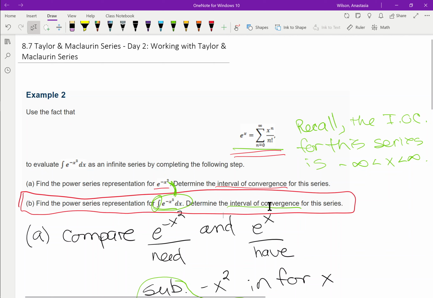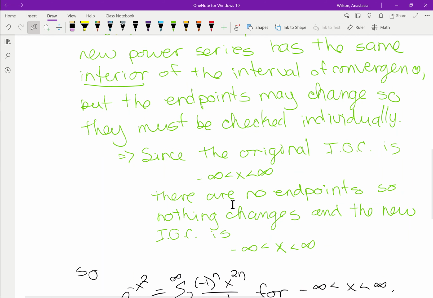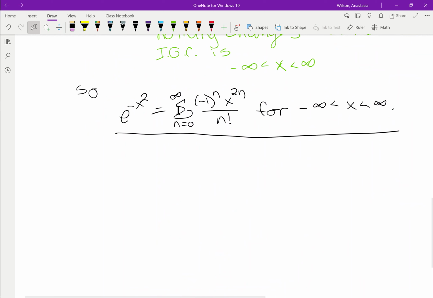As I said in the previous video, you can always go back to using the ratio test, but it will take longer. So if you know information to help you save time, feel free to use it. So we are going to do part B, find the power series representation for the integral of e to the negative x squared dx, and find the interval of convergence. So I'll scroll down here to the bottom of the solution for part A because we're going to be using that for part B. So part B, we need to find a power series representation for the integral of e to the negative x squared dx.